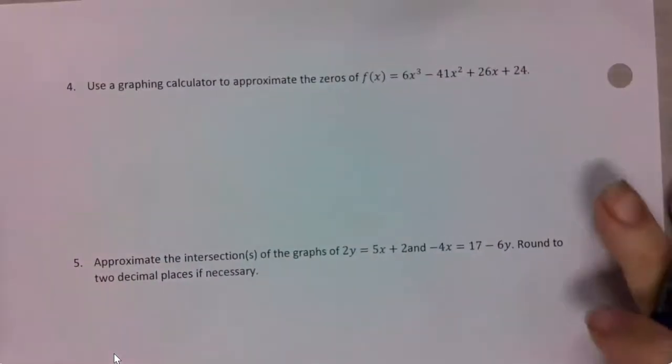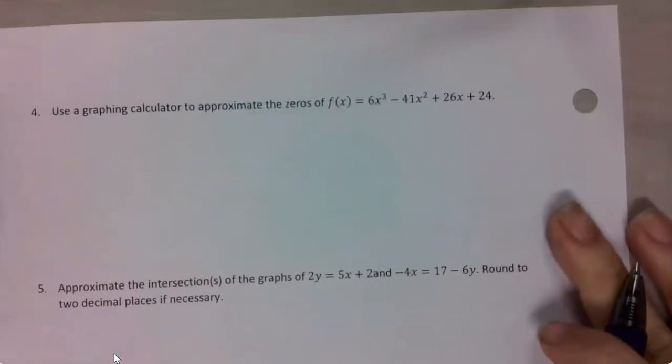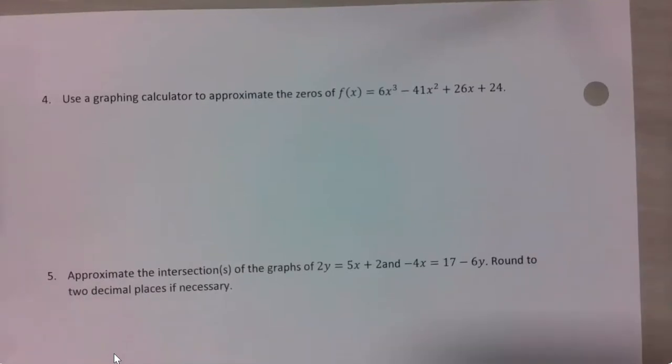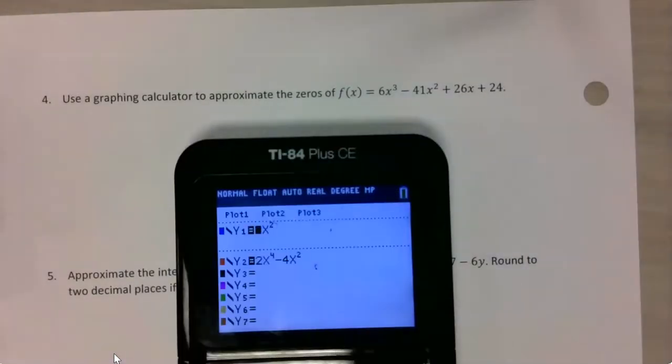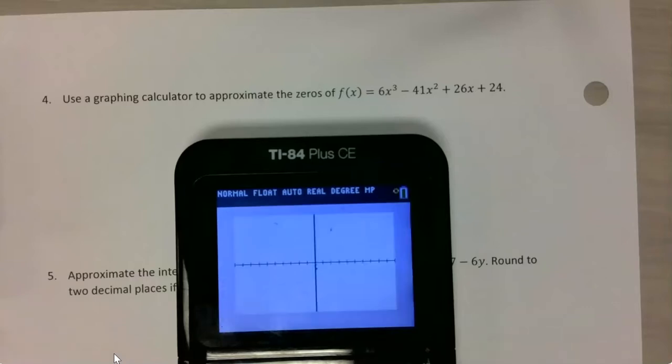On the back, I want to use a graphing calculator to approximate the zeros of this equation. So what I'm going to do is I'm going to go to y equals, clear out any equations I have there, and then type this one in. So I have 6x cubed minus 41x squared plus 26x plus 24. Then I'm going to go ahead and graph.